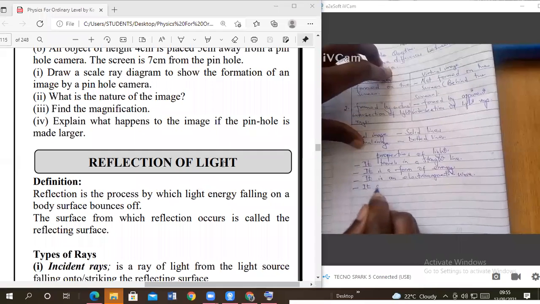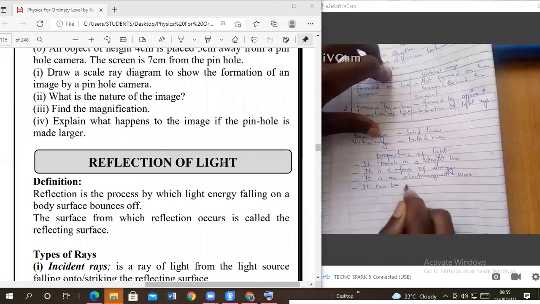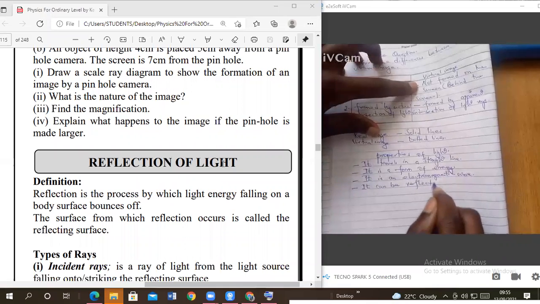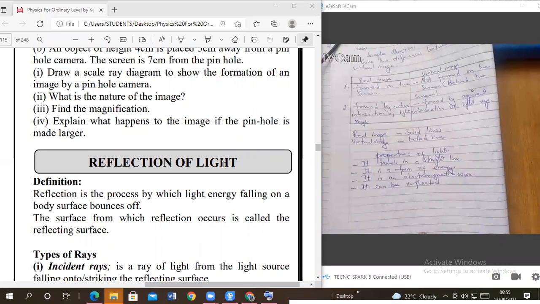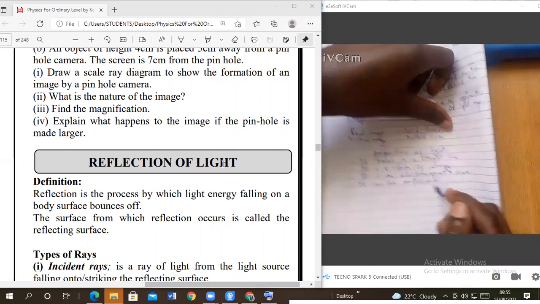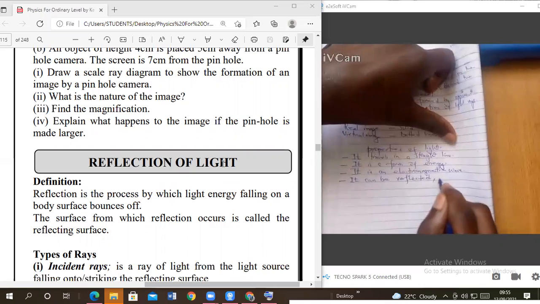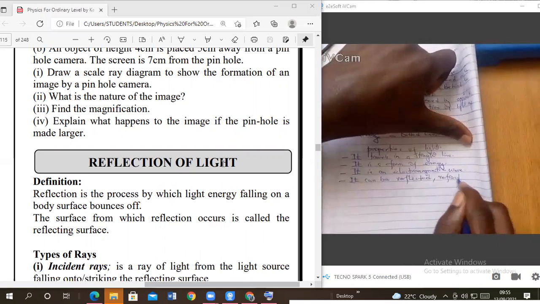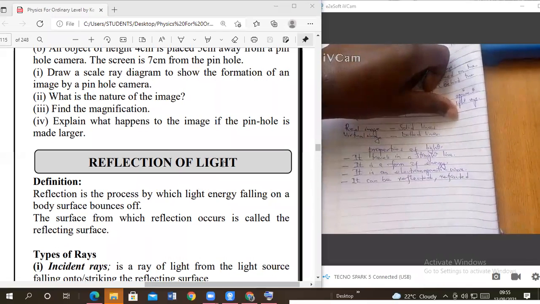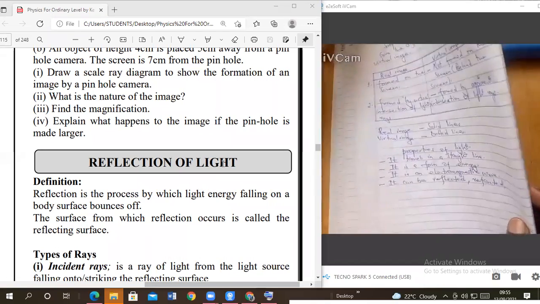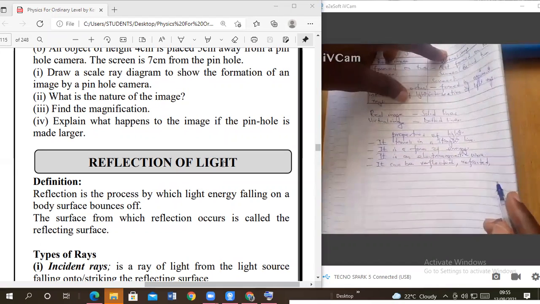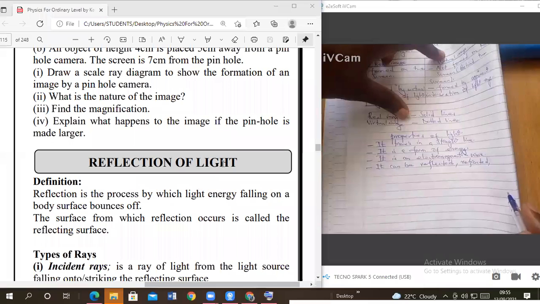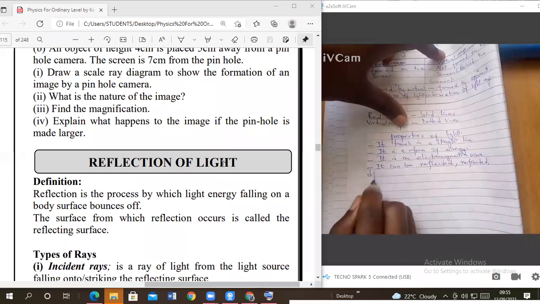It can be what? Fused. It can be reflected. It can be refracted. It can be reflected. It can be refracted. It can be diffracted. We shall look at them one by one.